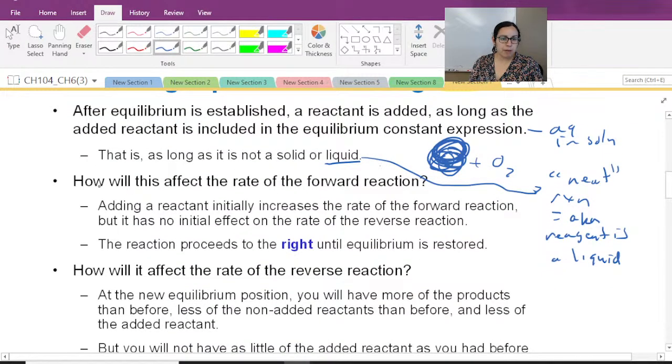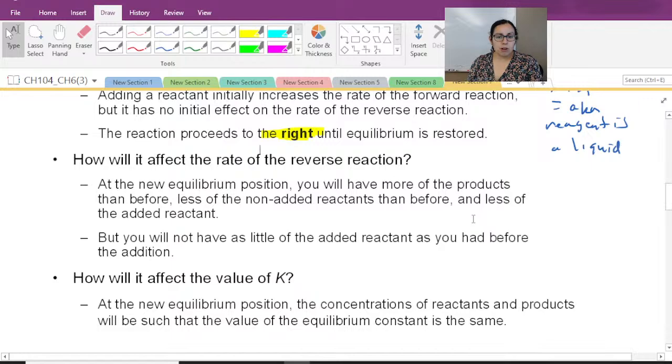And so, okay, going back to this. How does adding a reactant affect the forward rate? This is a very wordy way of just saying what we saw visually. It initially increases the rate of the forward reaction, and so we see that, right? It's ramping up production of the NO2. No initial effect on the reverse reaction rate. And then we saw that with the reaction proceeding to the right, favoring your products, until we restored our equilibrium.